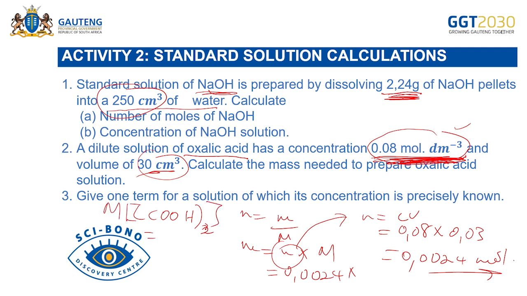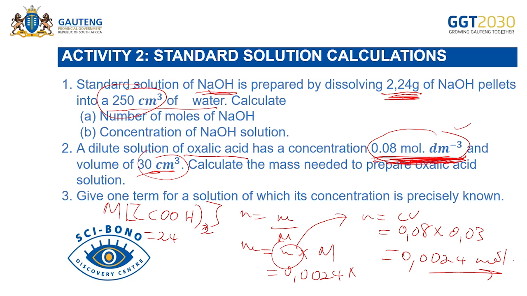So the molar mass of oxalic acid will be, how many carbon atoms are we having here? It is 2, so it will be 2 times 12. Where is that 12 coming from? From the periodic table. That is the relative atomic mass of carbon, right? So it's going to be 24.